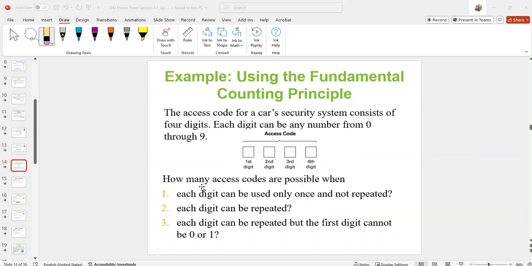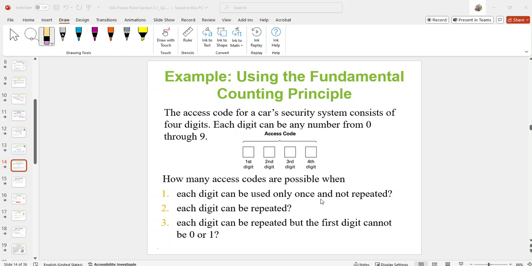All right, so using the fundamental counting principle, the access code for a car security system consists of 4 digits. Each digit can be any number from 0 to 9. So basically you have 10 digits to choose from, right? 1 to 9 plus 0, so that's 10 digits, okay? And how many access codes are possible in this scenario? Each digit can be used only once and not repeat.